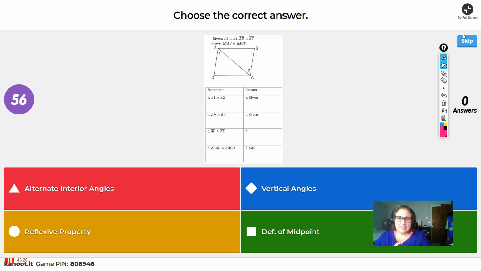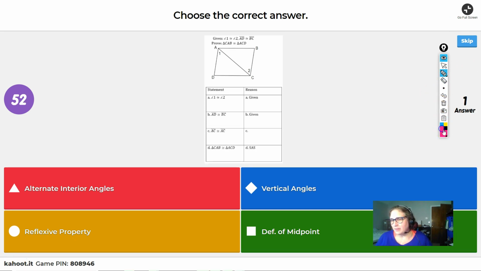So, what's the correct answer? Why would you have AC congruent to AC? That's the question. Why is AC congruent to AC?